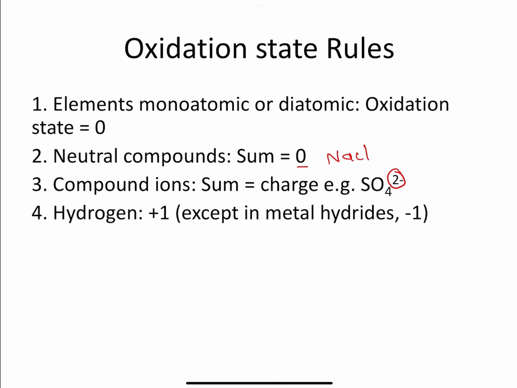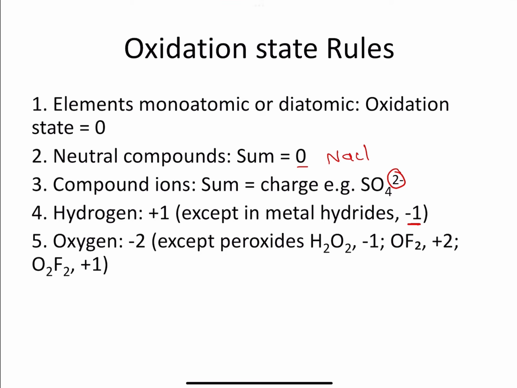Hydrogen, other than the hydrogen element, will usually have a +1 oxidation state, with the exception of metal hydrides like sodium hydride, where the hydrogen has an oxidation state of -1. Oxygen will have an oxidation state of -2, but there are some exceptions, like peroxides, for example hydrogen peroxide, where the oxygen has an oxidation state of -1.